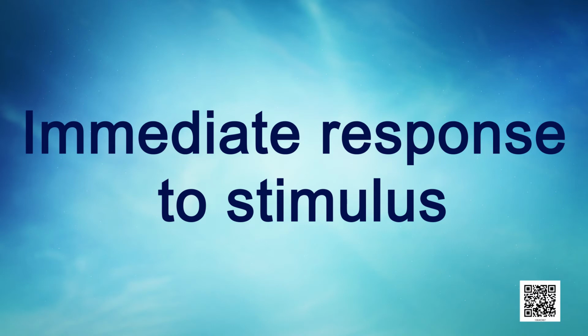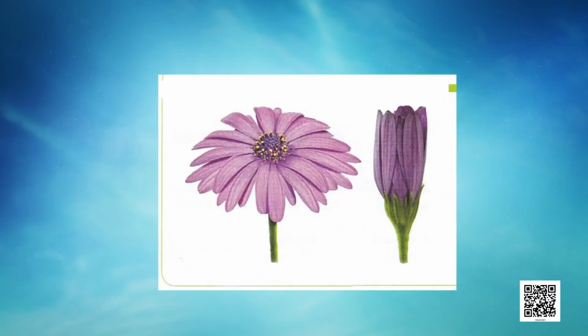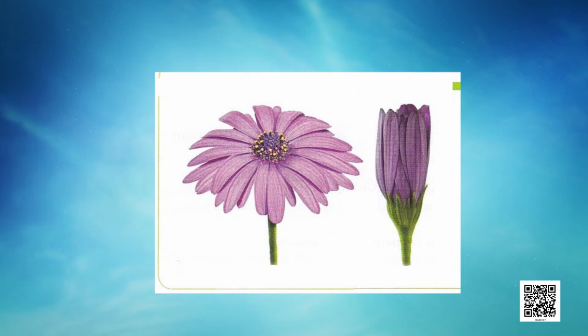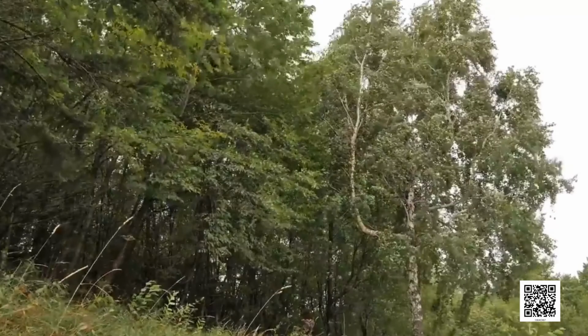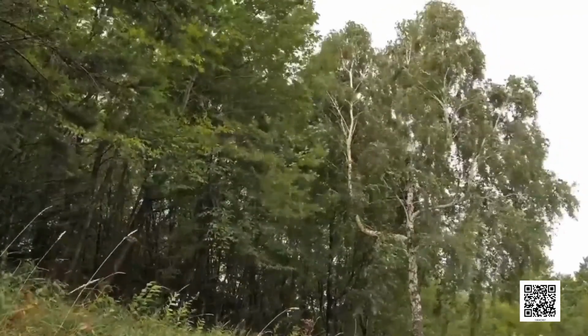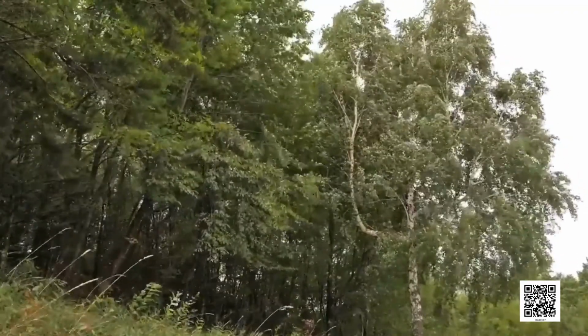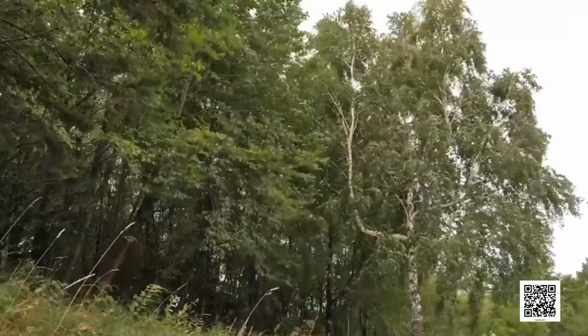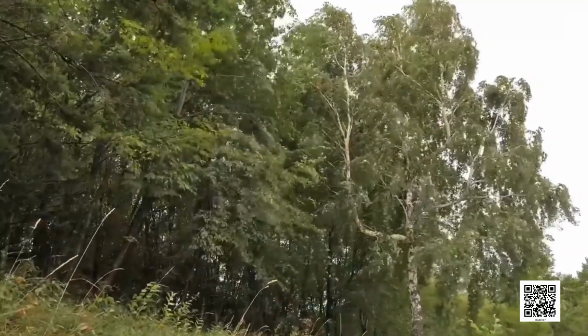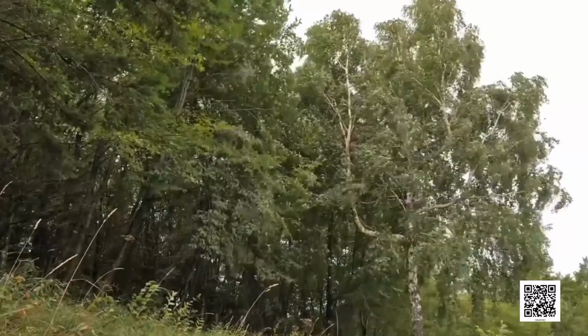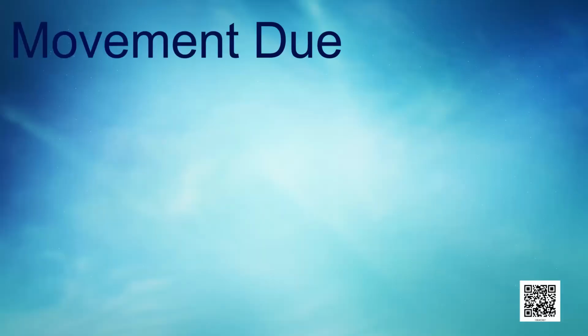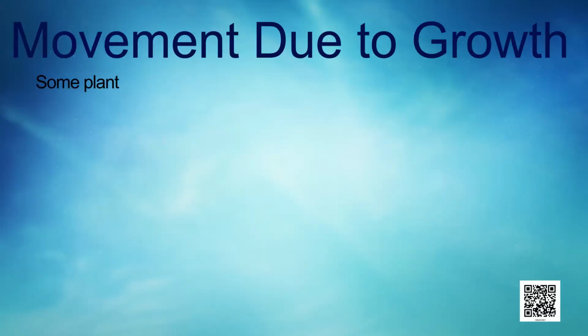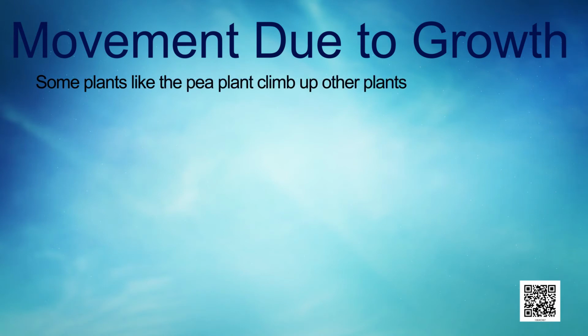Another example of such movement is opening of flowers during daytime and closing of flowers during night, or movement of leaves due to wind. These kinds of responses show quick movements. Now, the second type of movement is movement due to growth. When plants grow, there are movements in the plant due to this growth.